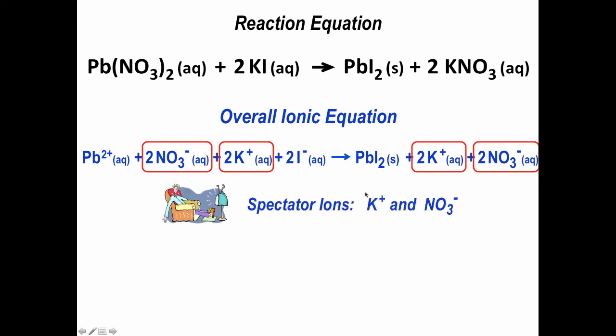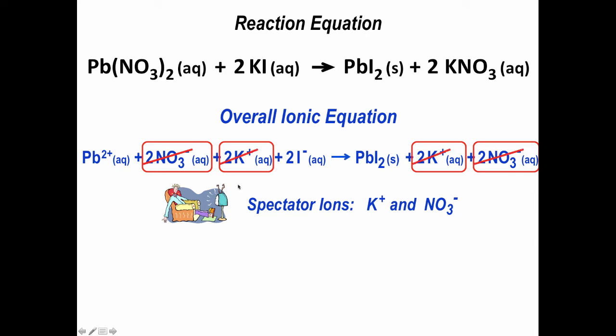These we call spectator ions because they just spectate. They watch the reaction happen, but they don't actually participate in it. They are essential. We can't have a solution of just lead-2 plus ions. It has to have a negative ion to balance charge. We can't have a solution of just iodide ions. It has to have a positive ion to balance charge. So these ions are important, but since they don't participate in the reaction, we often just cross them out.